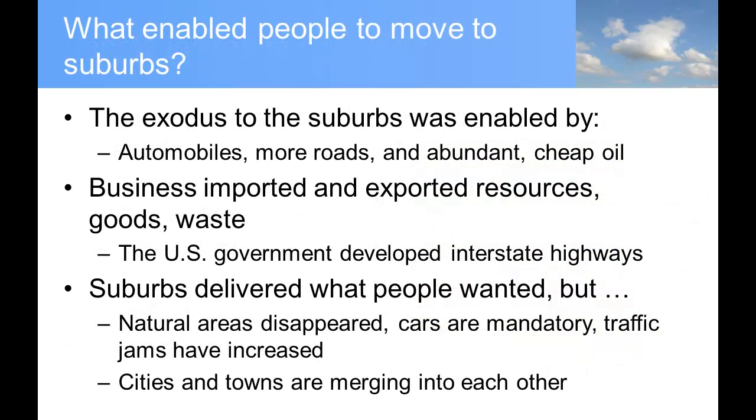So things that enable people to move to the suburbs: automobiles, more roads, cheap oil and cheap gas. These things have made it easier for people to commute, so we don't have to live, again, as close to the places where we work anymore. Businesses were able to import and export resources, goods, and waste.